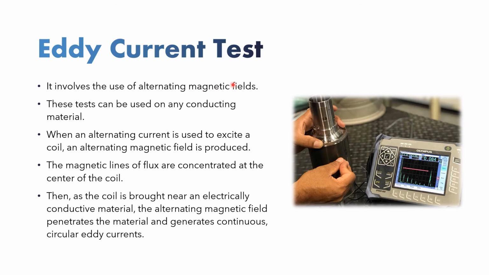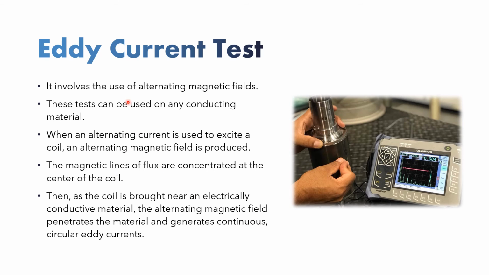Eddy current test is a very common one that we use in industrial engineering, electrical and mechanical engineering, alright? Also, of course, in technology as well. So it involves the use of alternating magnetic fields. These tests, we can use them on any conducting material. Your material has got to have a conductivity, otherwise it won't work.